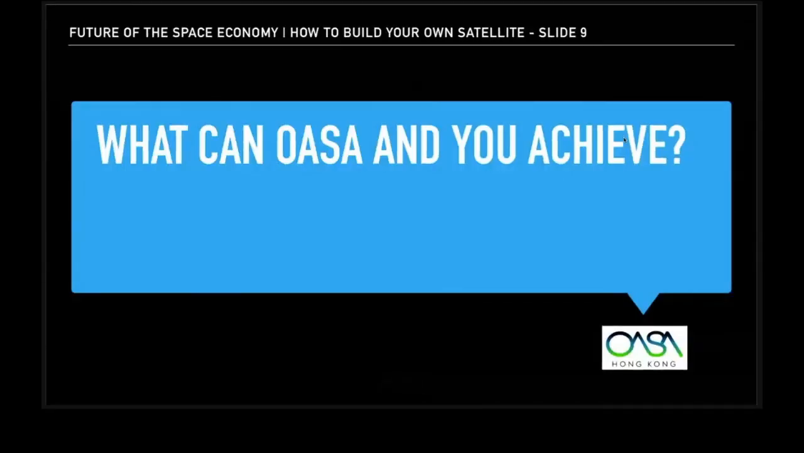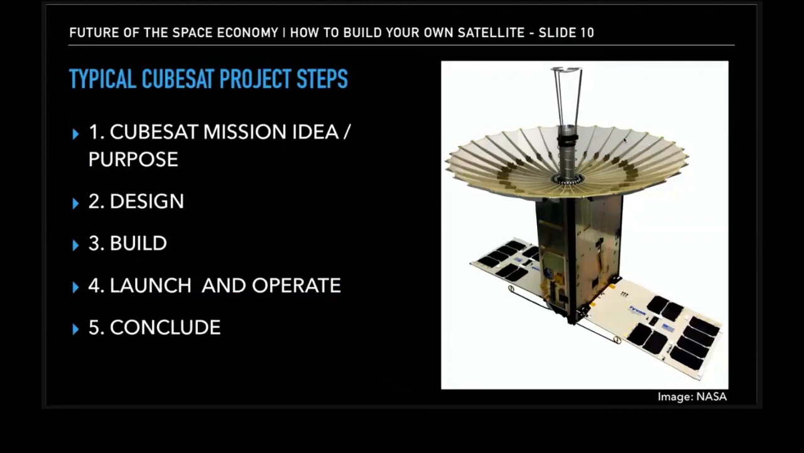So with all this CubeSat activity going on around the world, what can OASA help you achieve? Well, let's talk about the basic CubeSat project. It involves a mission idea or purpose. For example, it could be a scientific research project. It could be something to help the environment, or it could have a commercial purpose. And so anyone can contribute to that mission idea.